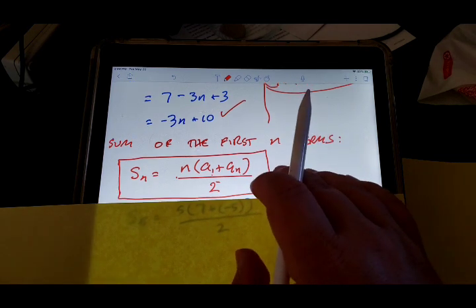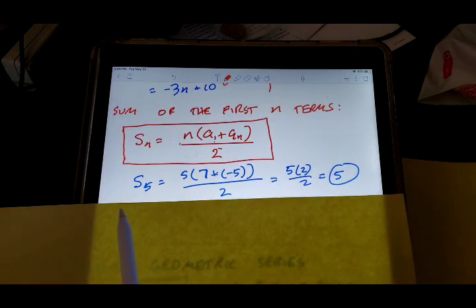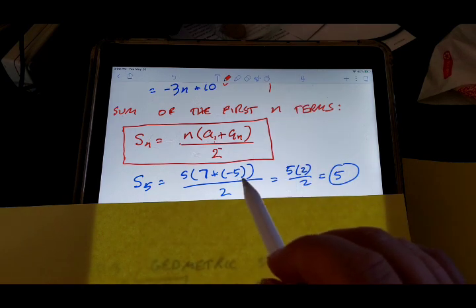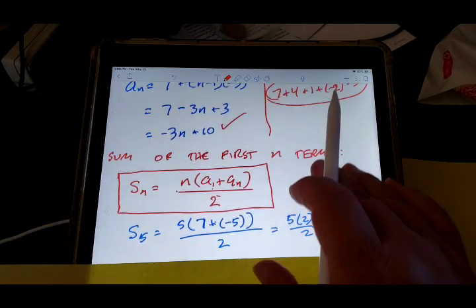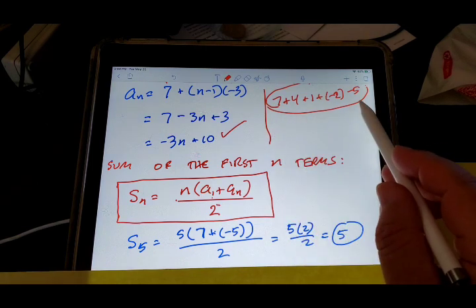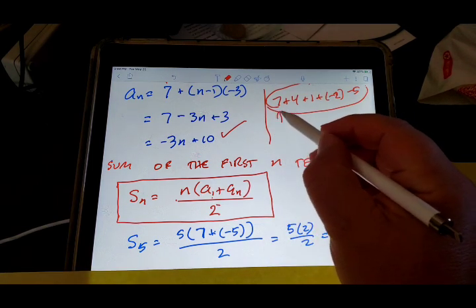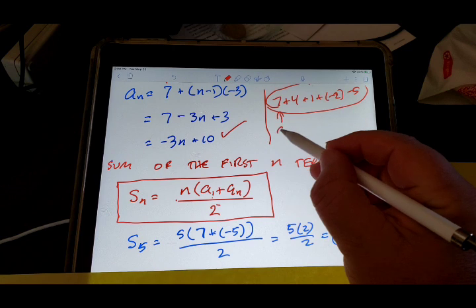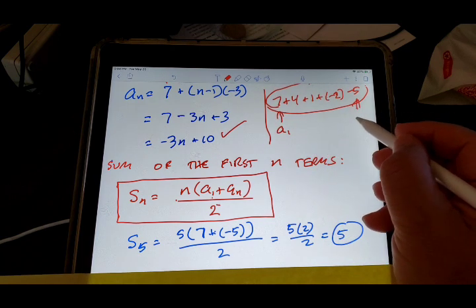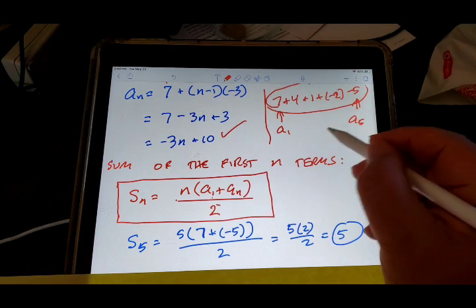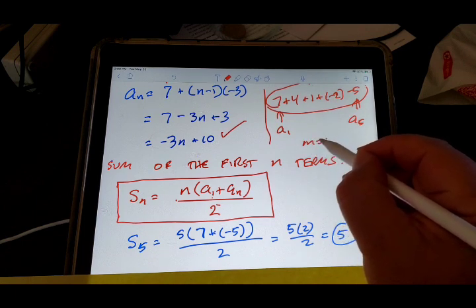So I decided to do this example. What if I wanted to find the sum of the first 5 terms of the previous series? This list right here. Well, if I'm looking for 5 terms, this is the first term, this is the 5th term, and n is equal to 5.